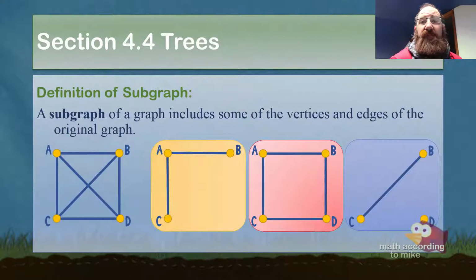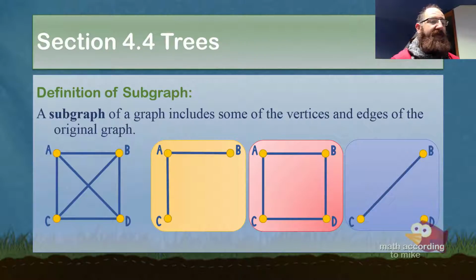Okay. Start off with another term. I know it's like number 47. A subgraph of a graph includes some of the vertices of the original graph. So the original graph is on the left there, A, B, C, D. It's a complete graph. It doesn't have to be a complete graph. And all three of these in the yellow, red, and blue are subgraphs.